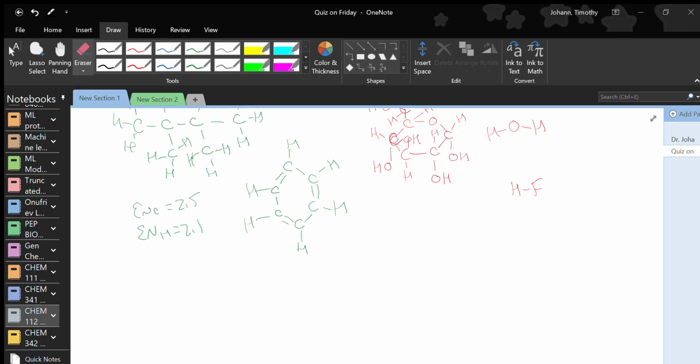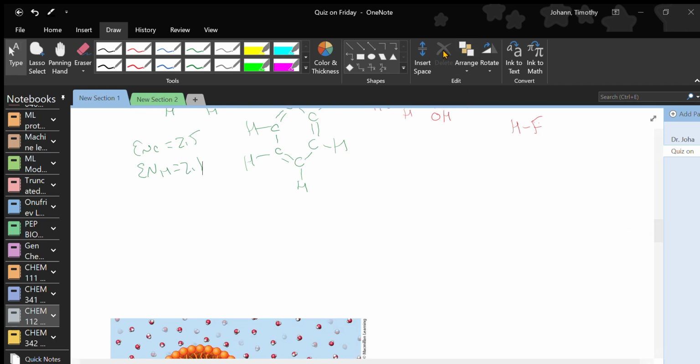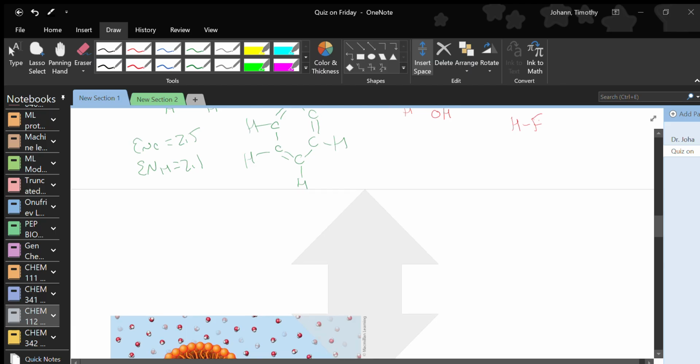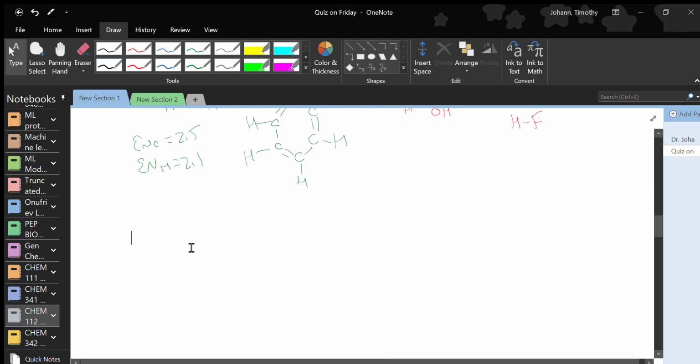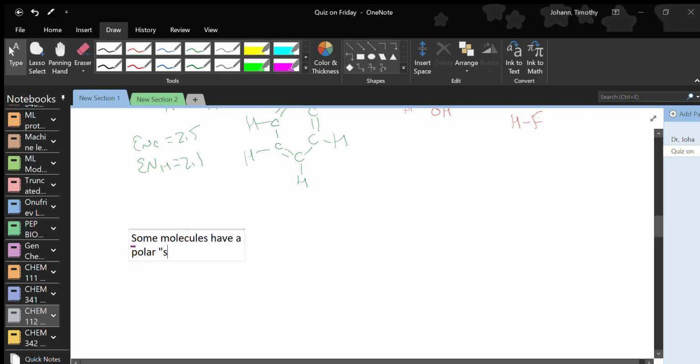I don't know if everybody can hear that, but I'm going to repeat it. You're going to use soap, right? You guys know you use soap to get the grease or oil off your hands, and soap actually has a polar and a non-polar part to it, and that's how you get it to work in water. So some molecules have polar and non-polar parts. I'm going to say side, although it might not always be a side. It might be multiple sides.